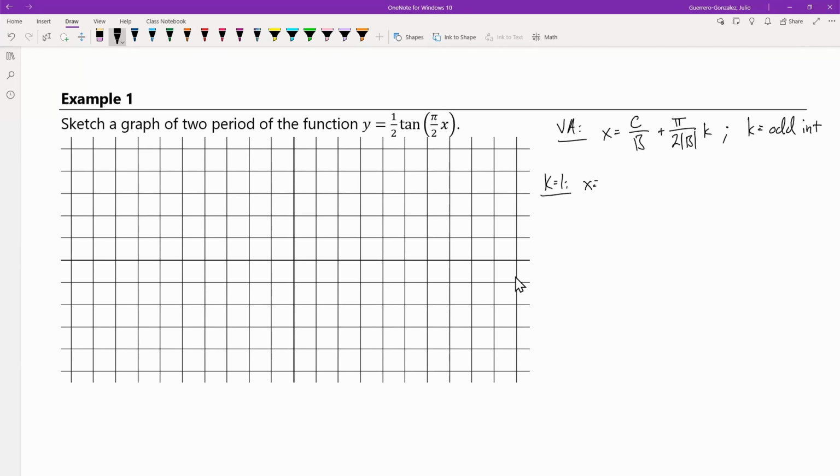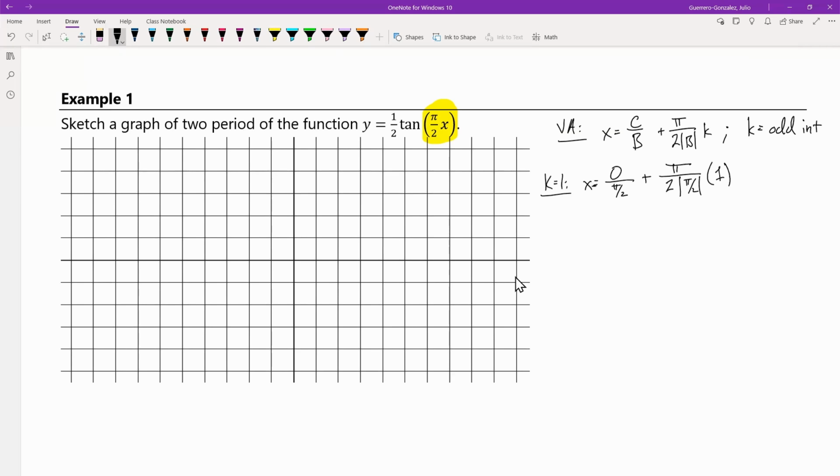If k is equal to 1, I need my c and I need my b, divided by b. There is no c here. If you guys see in here, there is no c, but there is a b. So computing it out: x equals 0 divided by pi over 2, plus pi divided by 2 times absolute value of b, absolute value of pi over 2, times 1.